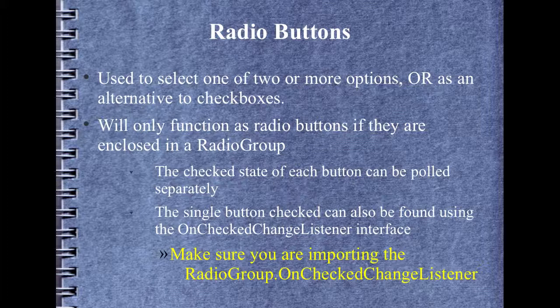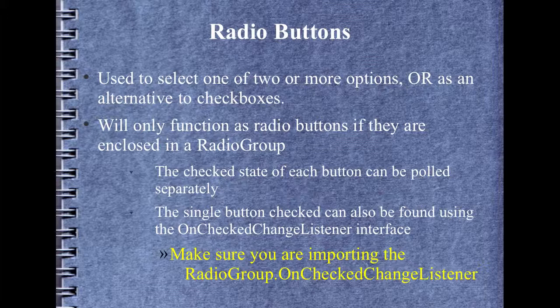So radio buttons. Radio buttons we are familiar with from HTML code. Radio buttons are used to select one of two or more options, or as an alternative to checkboxes. Now, the reason I say or as an alternative to checkboxes is this. There is a checkbox control in Android. Many people think that the radio button is a more beautiful interface than the checkbox. If you want to use radio buttons as checkboxes, this is perfectly acceptable. In fact, radio buttons all by themselves will only function as checkboxes unless we put them in a radio group.